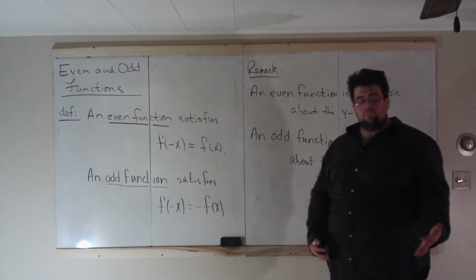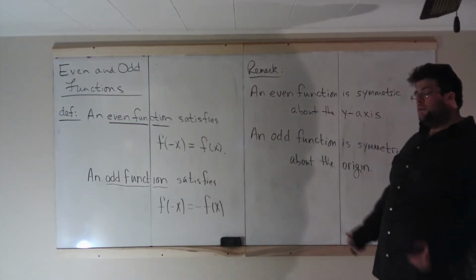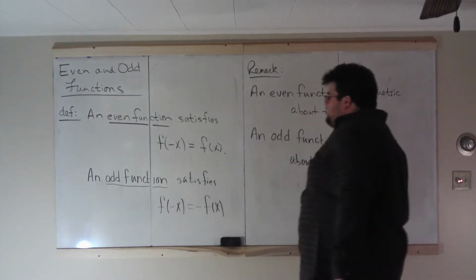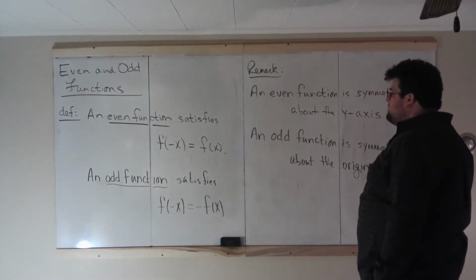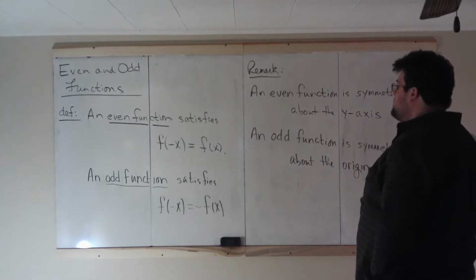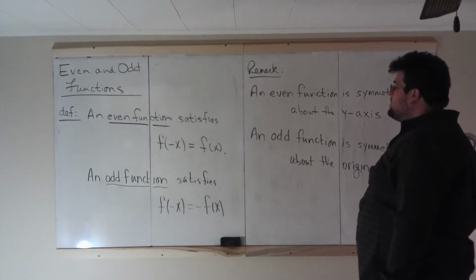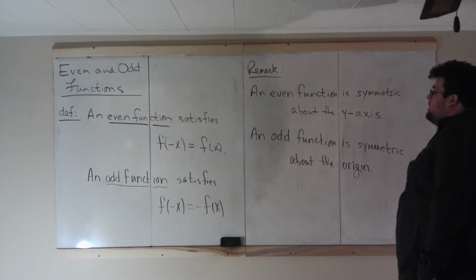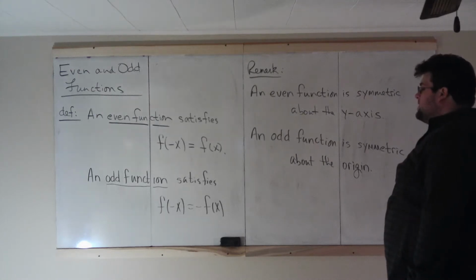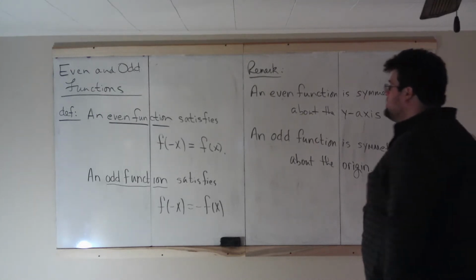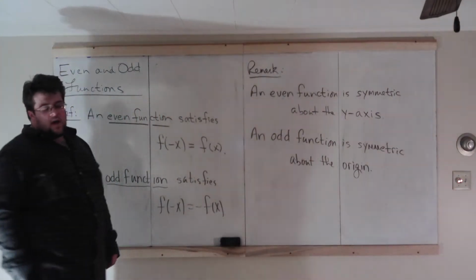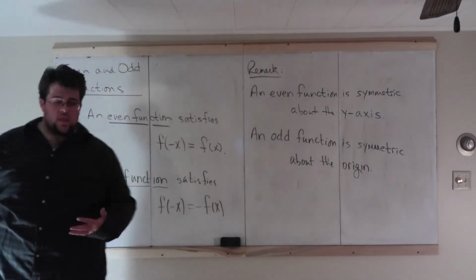So here I'd just like to make some comments and define even and odd functions. Definition: an even function satisfies f of negative x equals f of x. An odd function satisfies f of negative x equals negative f of x. These definitions, these properties, have nice visuals on the Cartesian plane.